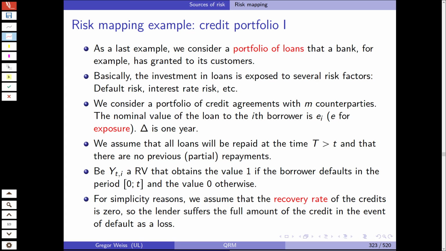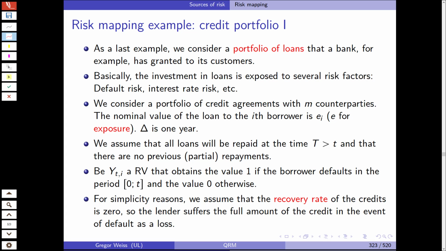Now we have one last example, a portfolio of loans that a bank, for example, has granted to its customers. Basically, the investment in loans is exposed to several risk factors: default risk, interest rate risk, etc. And we consider a portfolio of loans with M counterparties. Notional value is always EI, E for exposure, delta is 1 year. We assume that all loans will be repaid at the time capital T, and that there are no previous partial repayments. Very simplifying assumption here.